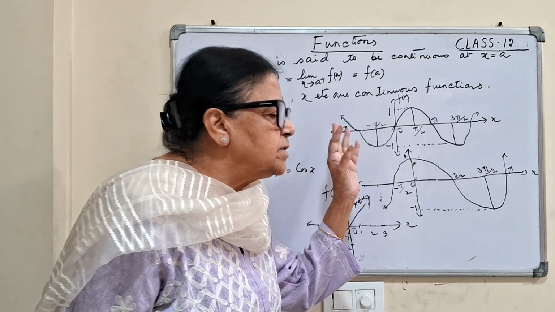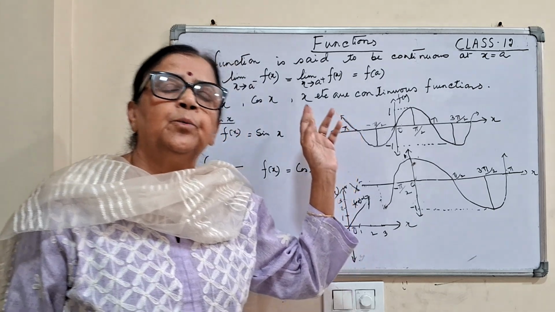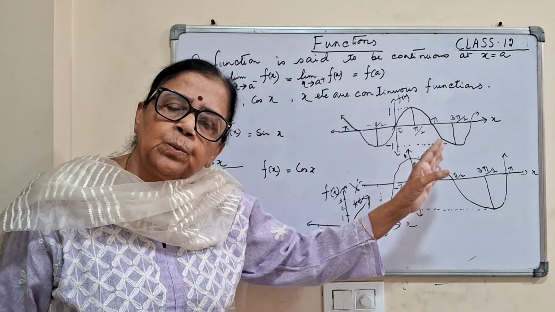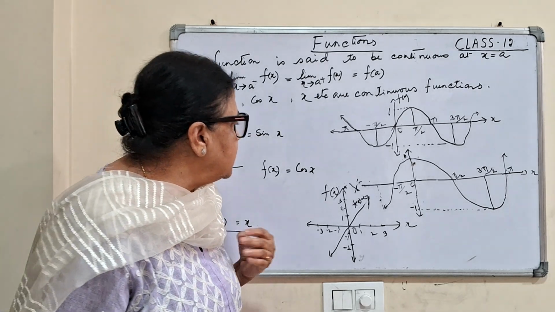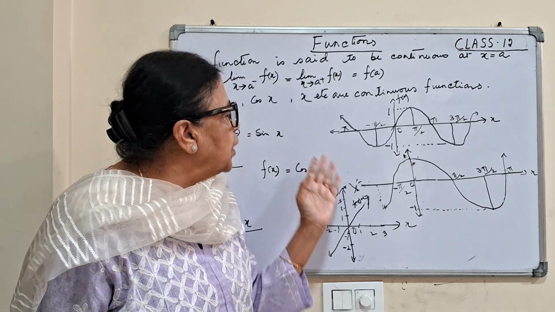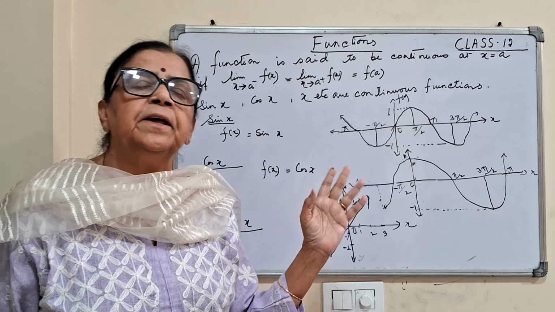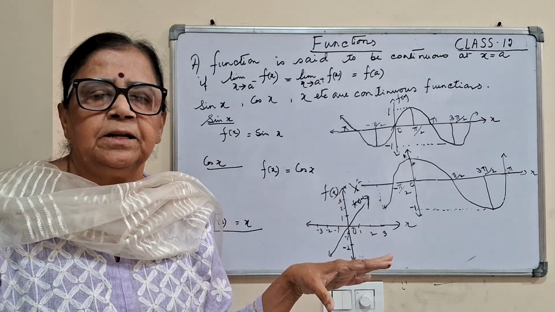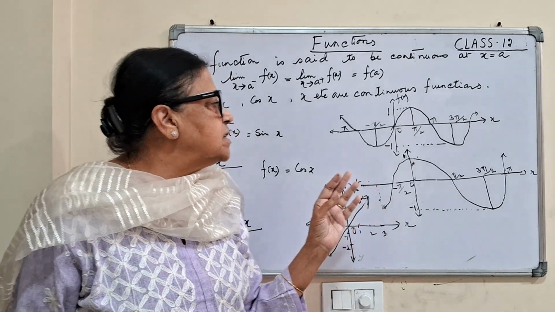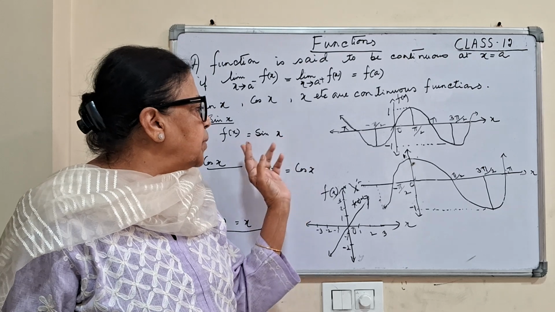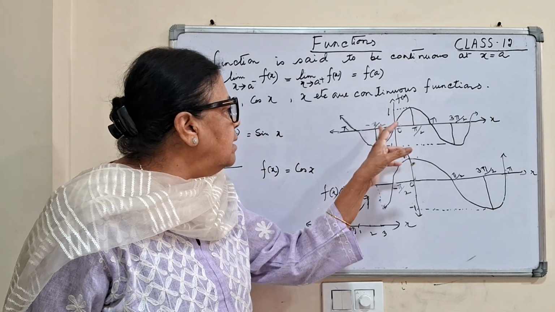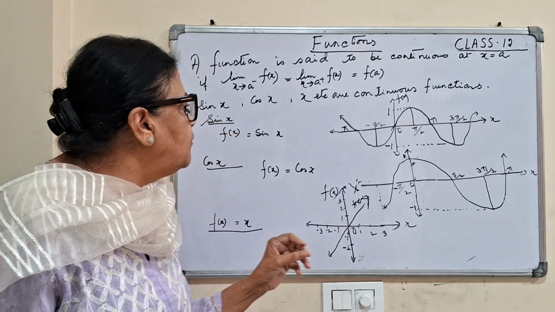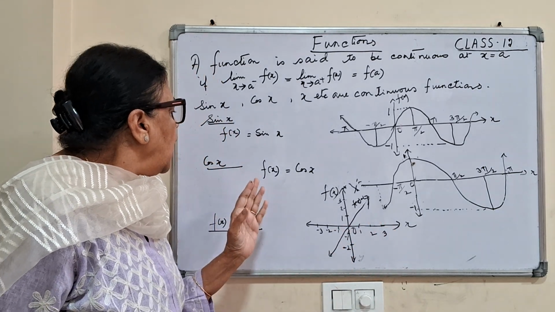Here, have you noticed that sine is oscillating between 1 and minus 1? Similarly, cos is also oscillating between 1 and minus 1. So we will find out its range.